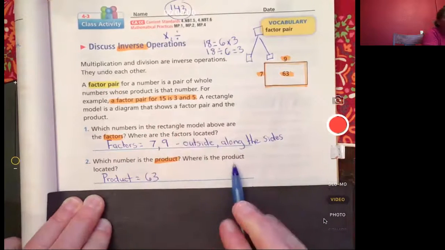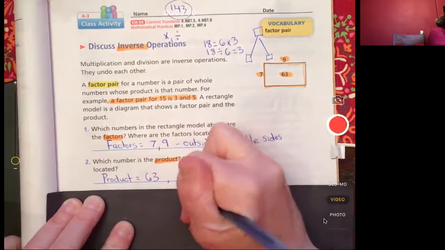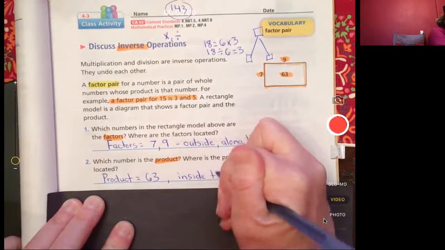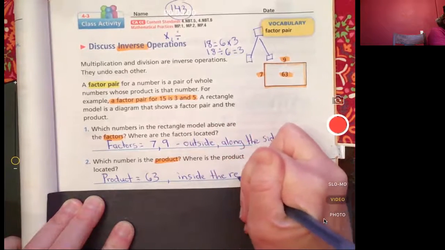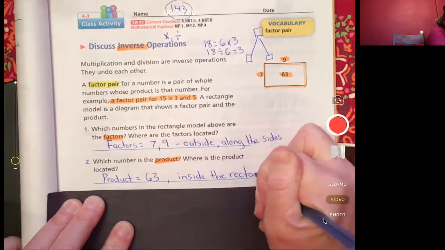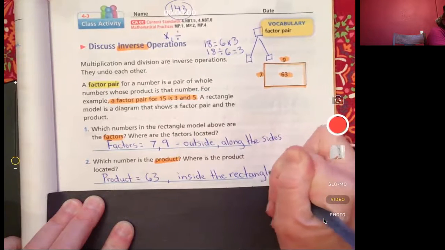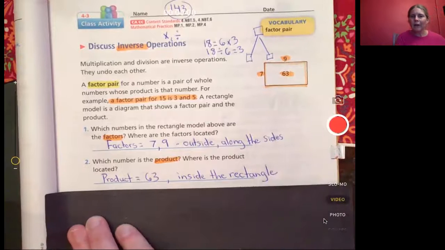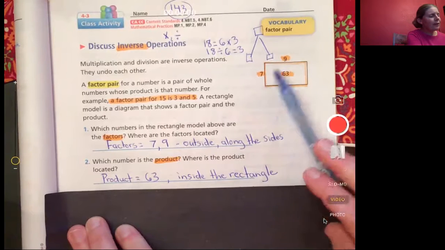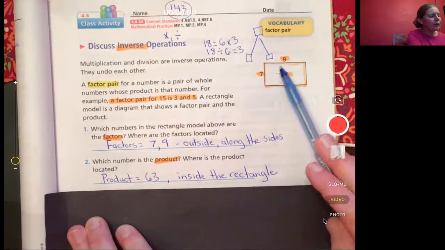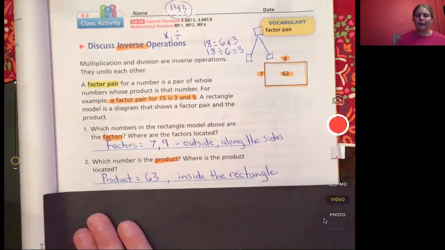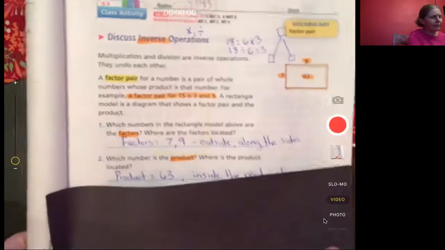And when it asks, where is it? Inside the rectangle. Okay, so there's the product. Just like when we look for area, we do length times width equals our area, the inside measurement. Okay, all right, let's keep moving.